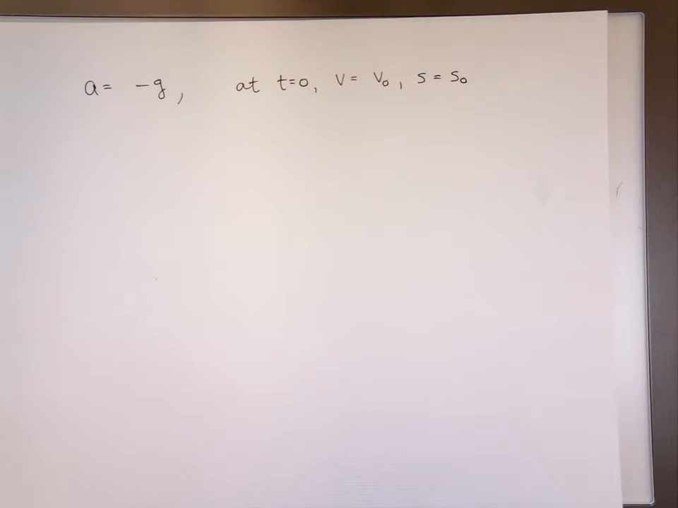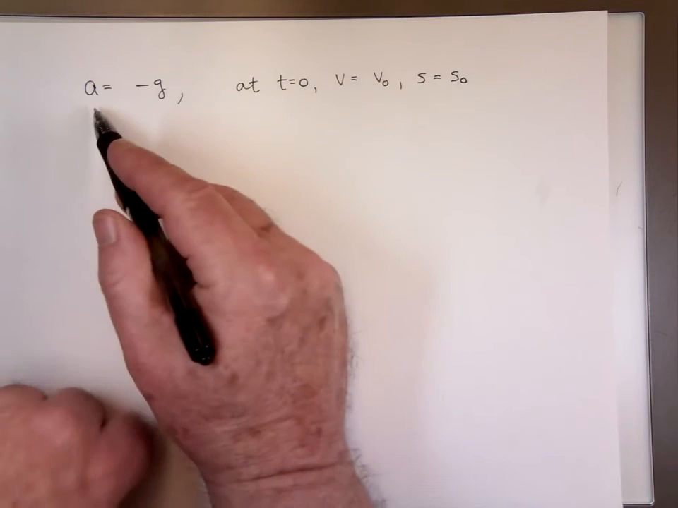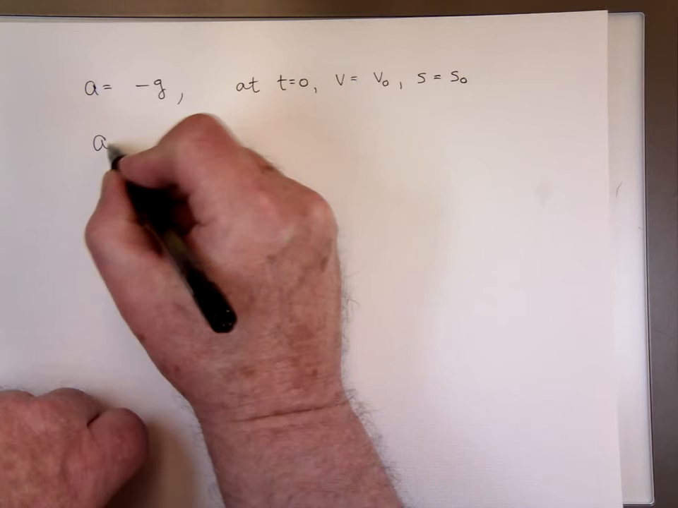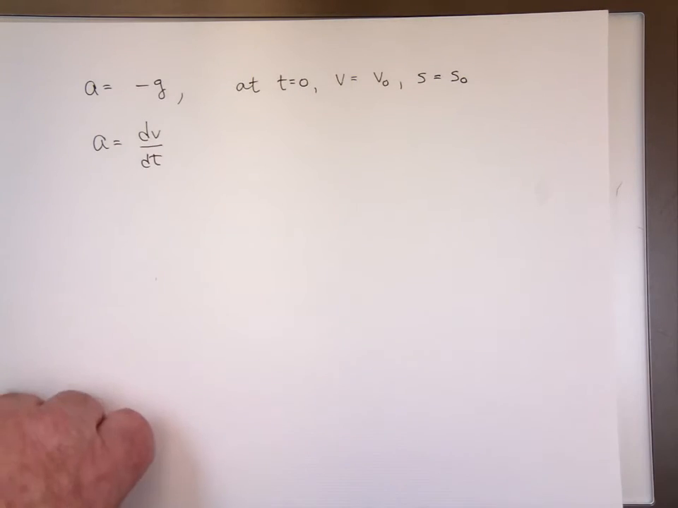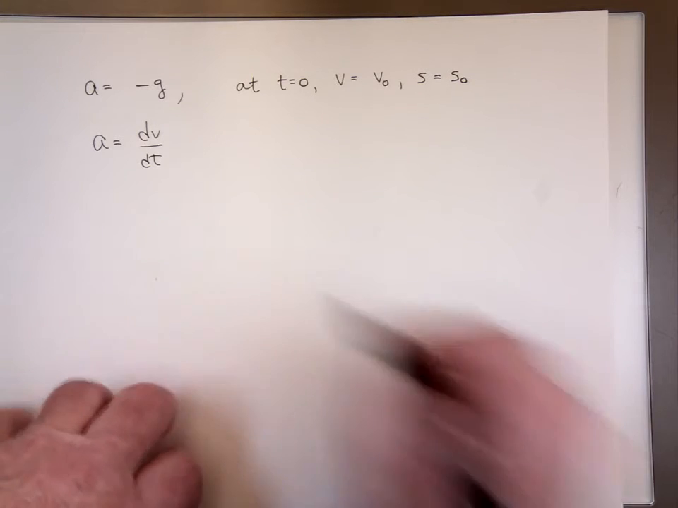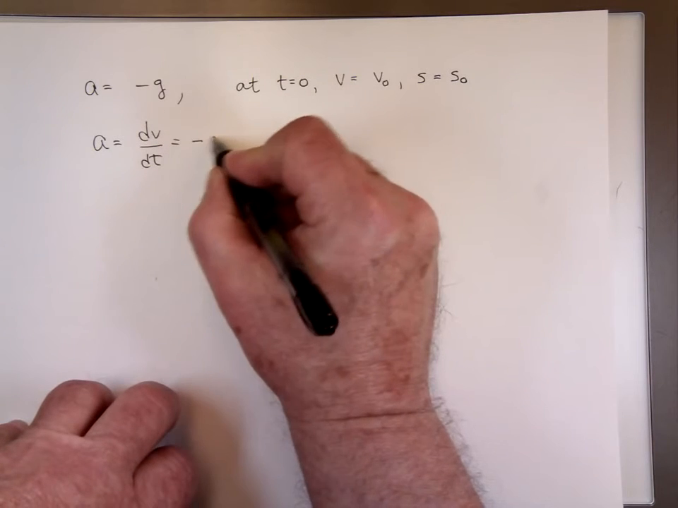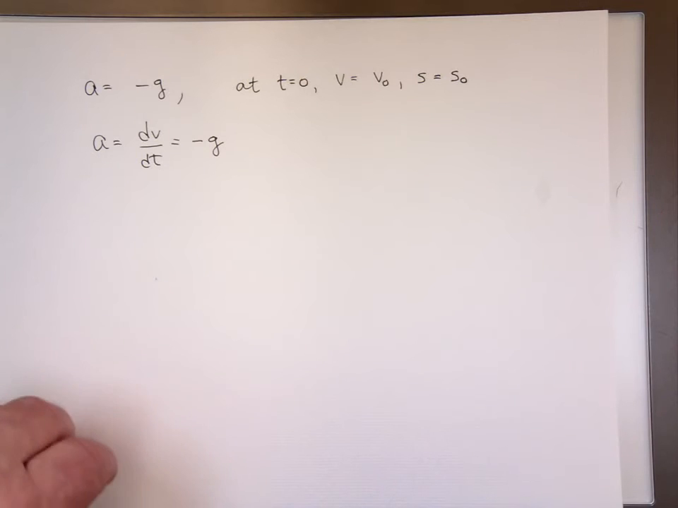And the answer is yes, as long as we know that acceleration is how fast the velocity is changing. Okay? Acceleration is dv dt. It's how fast your velocity is changing. It's the rate of change of velocity. And what do we know? We know that that's equal to a negative g. If it's in feet per second, it's a negative 32 feet per second squared. If we're in meters per second, we have a negative 9.8 meters per second squared.